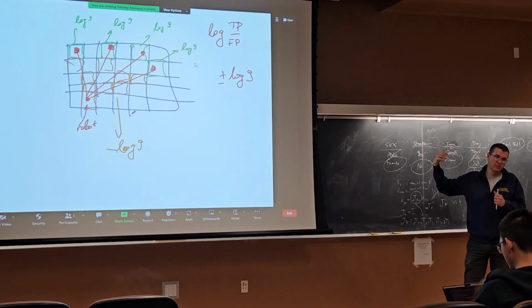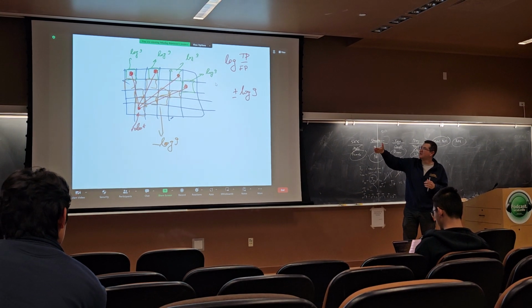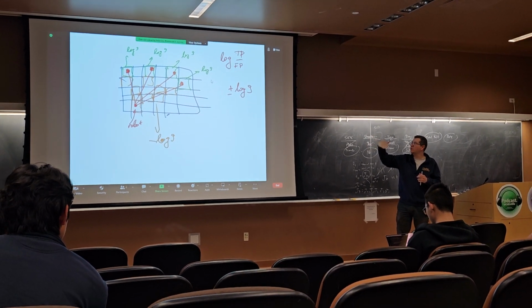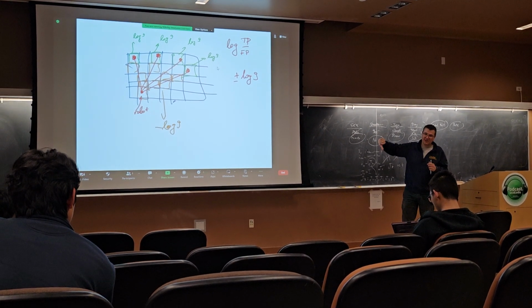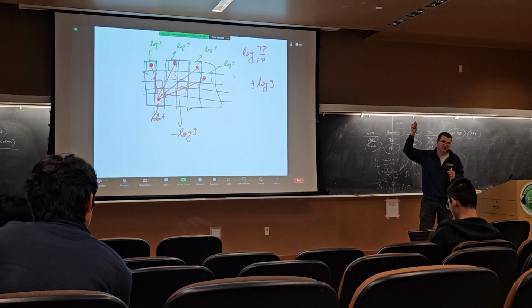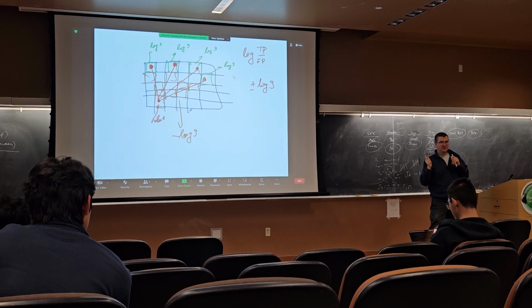Over time, at the second time step, again you find which cells the LiDAR passes through. The ones that it passes through, subtract log 9. The ones that you hit, add log 9. So now the main question is, yeah, go for it.